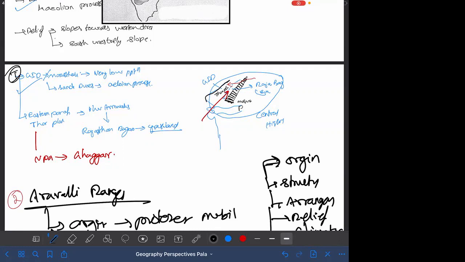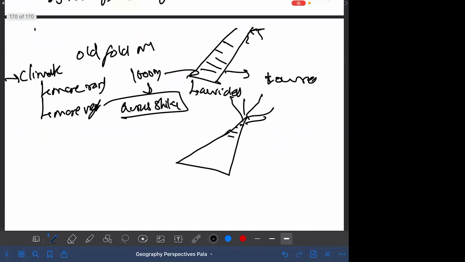So what are these ridges that we see? These ridges were created during the Delhi orogeny, which happened 700 million years ago. And the third one is the Quaternary period, where rejuvenation has occurred. The Quaternary rejuvenation has again uplifted the Aravallis in the southern part.